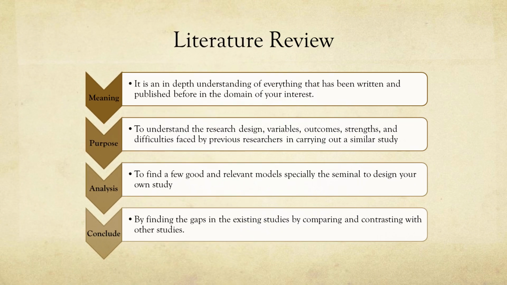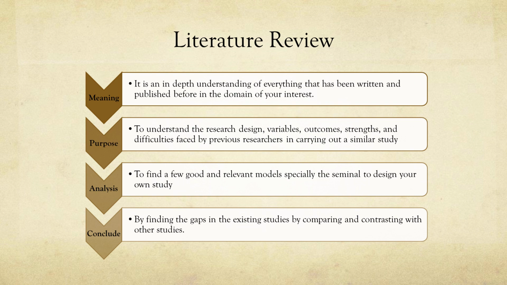Quickly, what is a literature review? It's basically an in-depth understanding of everything that has been written or published before your study has been done. So supposing you've chosen a title, you want to know whether anything has been done previously in that area of interest, so you search on the keywords. Why do you do that? You do that because you want to understand what kind of research design you would want to implement in your research. What variables will you be taking? What will be the outcomes? What are the strengths and weaknesses of the similar researches that have been done in your area?